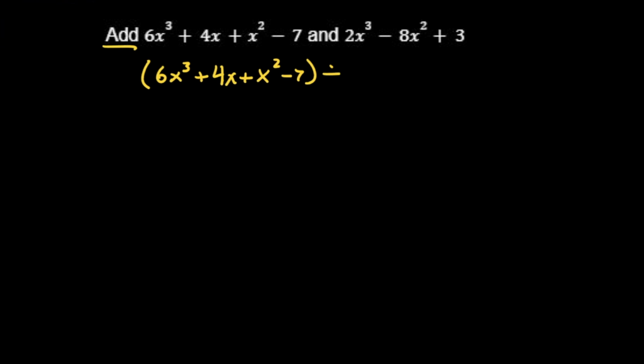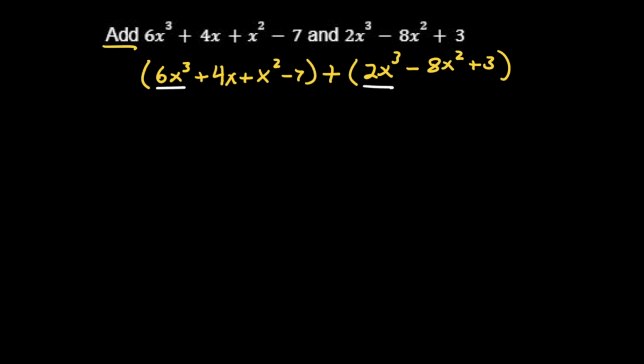Since it's addition, we'll have a plus sign between the two sets of parentheses containing the polynomials: 2x to the third minus 8x squared plus 3. Since the operation is addition, the parentheses in between really can just be ignored, and we'll focus on combining like terms. So my x cubeds will be combined.